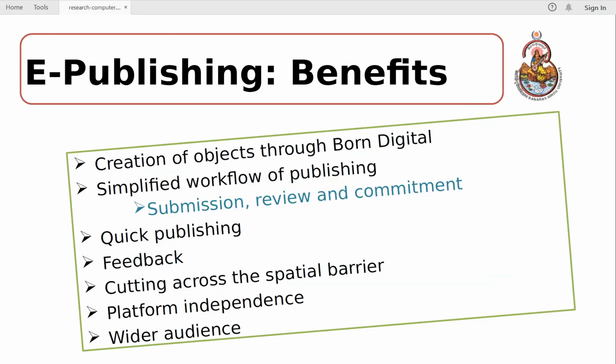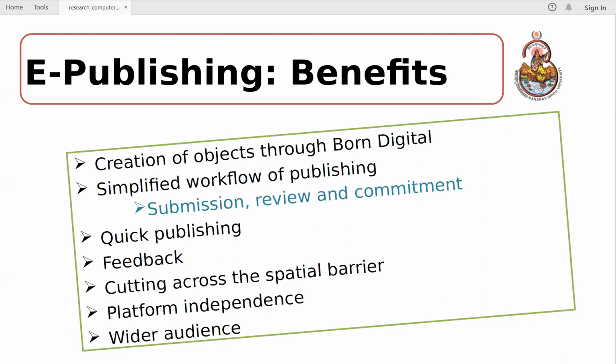There are a lot of benefits. You can create one digital object straight away. The very workflow of publishing, from submission to the commitment to the publishing, is streamlined, and not only is it streamlined, it is transparent. Even if you are publishing in an e-journal, there is a predefined workflow, and your research work has to go through that workflow. And you know at what date your work is there, in which stage it is there, you can make out. So the workflow and transparency is there.